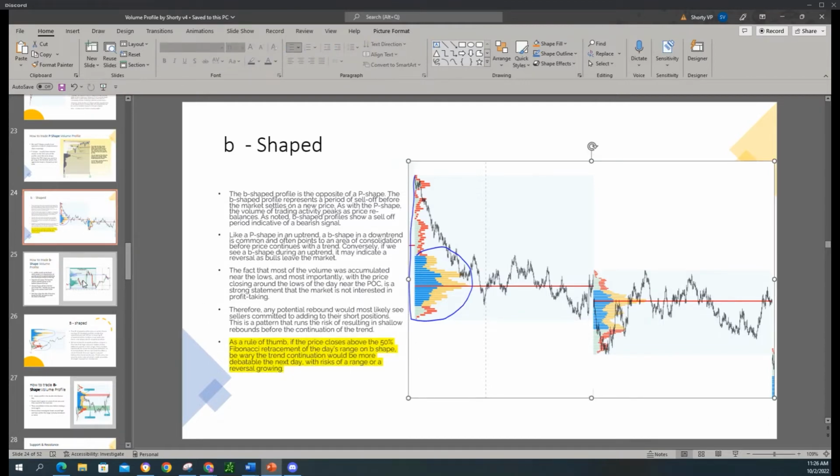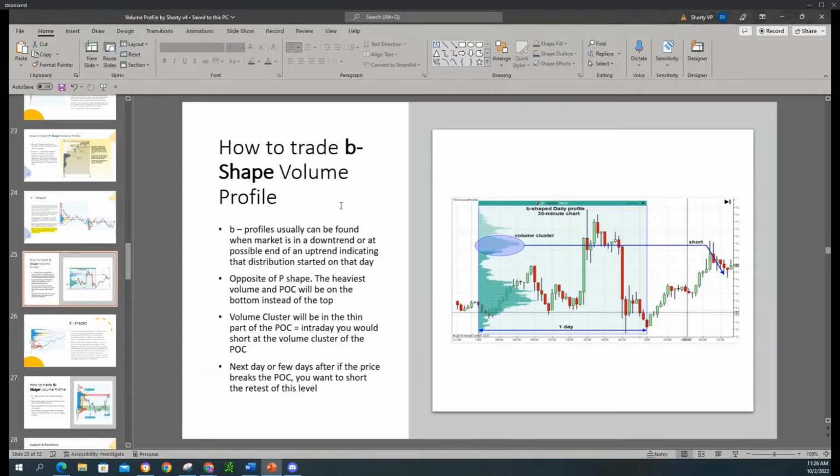And then how to trade the B shape here, it kind of explains the same way. If you're in a B shape volume profile and your POC is on the bottom and you come to a volume cluster, aka high volume node, you come up here on a retest of that node, there's a high chance you can short it and be successful with the trade.